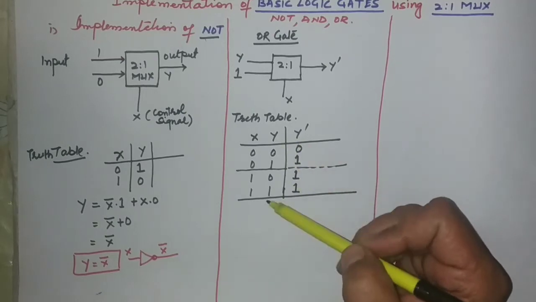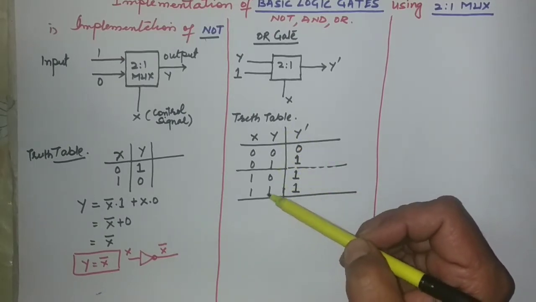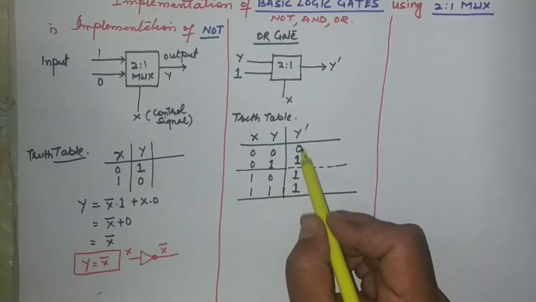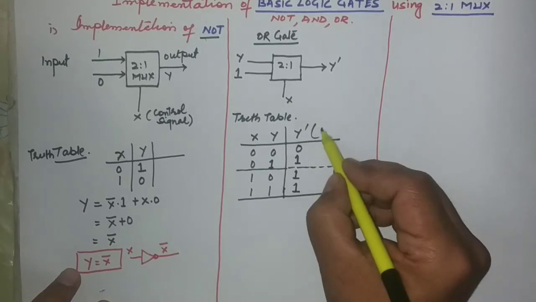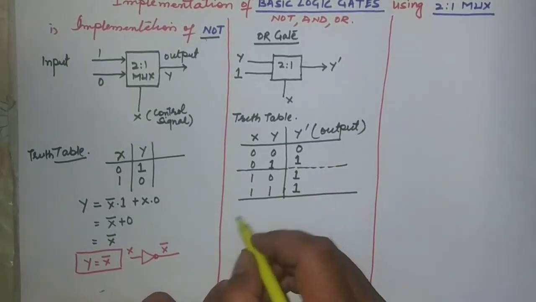And you can feel that this is the truth table of OR gate, because when any of the inputs is high, the result is always high, means the output is always high. So what can be the output?